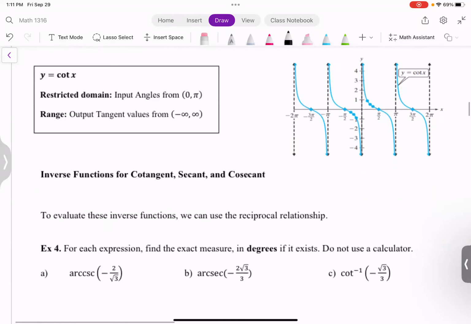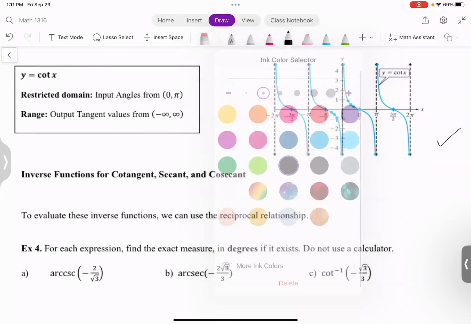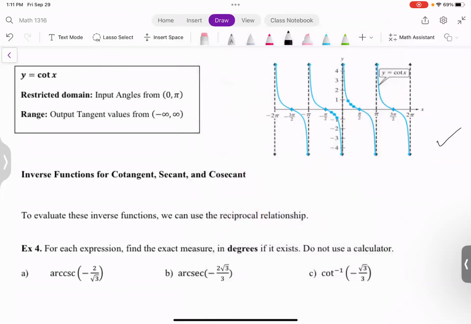How about the cotangent? So what does the graph look like for the cotangent? We know this graph is a cotangent function. It's a decreasing function. And can I say that this is a one-to-one function? No. Oh, sorry. Horizontal line, I have so many intercepts. This is not one-to-one function. So I should limit my domain between 0 and pi.